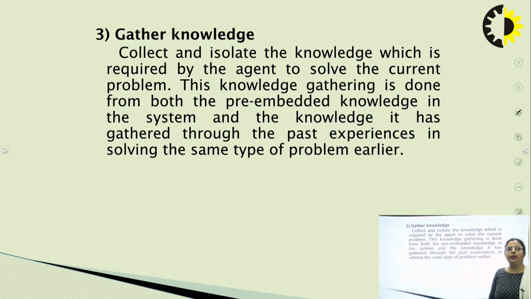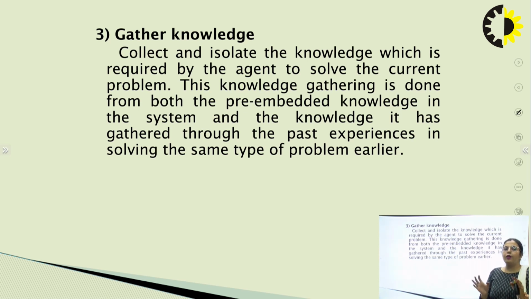Now the third approach is gather knowledge. After we have defined the state space, before doing the next step, we have to collect or gather the knowledge. Knowledge is related to what kind of steps, what kind of experience, or what kind of knowledge we have to solve that particular problem. Basically, we have to collect and isolate the knowledge which is required by the agent to solve the current problem. There is a problem, then we need to solve that problem by using the artificial intelligent agent.